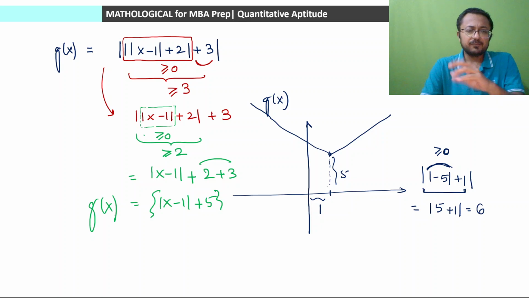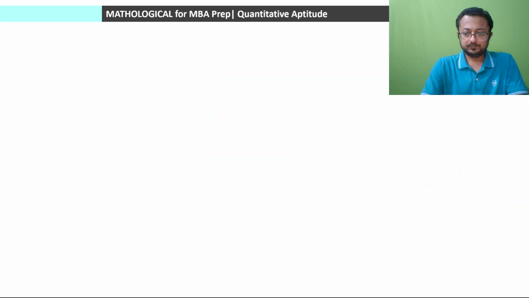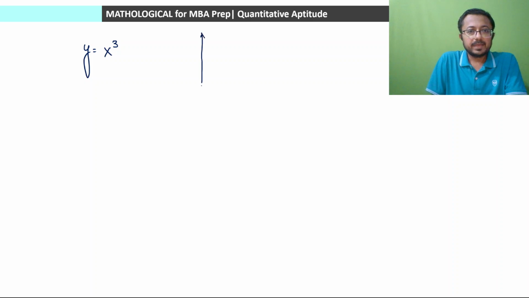Let's just take a few transformation examples on some other graph for better clarity. Okay, let us say we know the graph of y is equal to x cube. x cube is an odd function. This is the graph of y is equal to x cube.